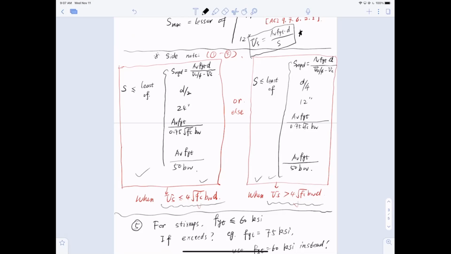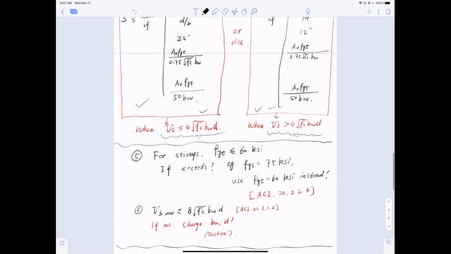All right, so this is the concept for shear. And don't forget, the maximum shear resistance from the stirrups cannot exceed 8 times square root of f'c bw d. So this is very important.